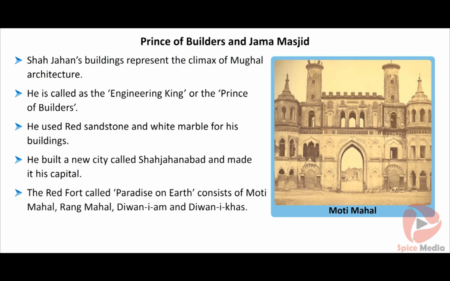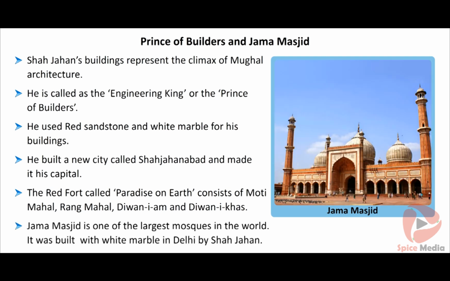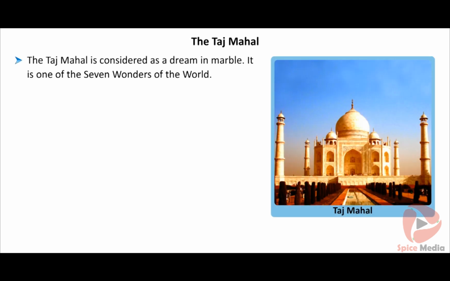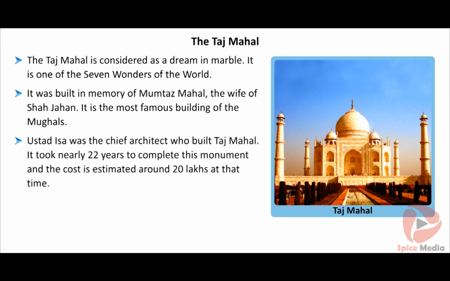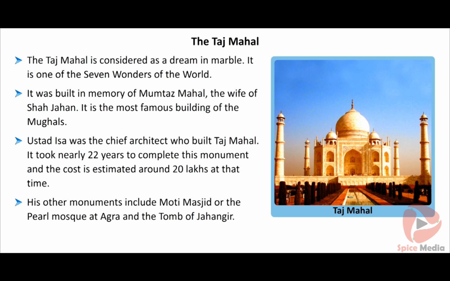The Red Fort, called Paradise on Earth, consists of Moti Mahal, Rang Mahal, Diwan-i-Am and Diwan-i-Khas. Jama Masjid is one of the largest mosques in the world. It was built with white marble in Delhi by Shah Jahan. The Taj Mahal is considered a dream in marble. It is one of the 7 wonders of the world. It was built in memory of Mumtaz Mahal, the wife of Shah Jahan. It is the most famous building of the Mughals. Ustad Isa was the chief architect who built the Taj Mahal. It took nearly 22 years to complete this monument, and the cost is estimated at around 20 lakhs at that time. His other monuments include Moti Masjid or the Pearl Mosque at Agra and the tomb of Jahangir.